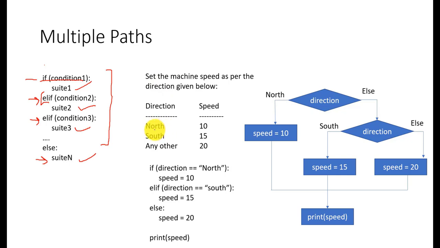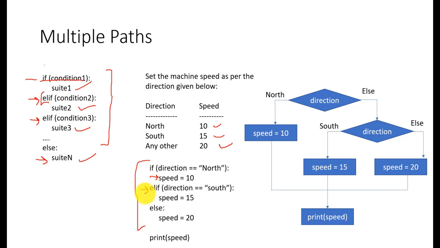Suppose we are given the machine speed as per its direction. If the machine is moving in the north direction, then its speed should be 10. If it is moving in the south direction, its speed should be 15. If it is moving in any other direction, then simply the speed should be 20. Okay, so we write this kind of statement here. If direction is equal to north, then what we do is speed is equal to 10. We set the speed to 10.